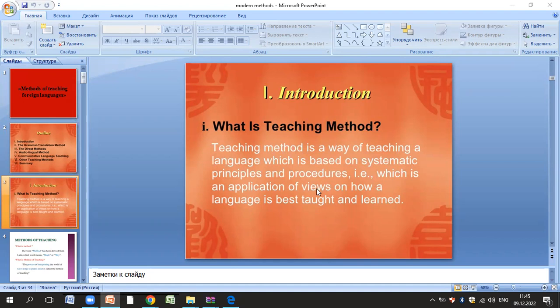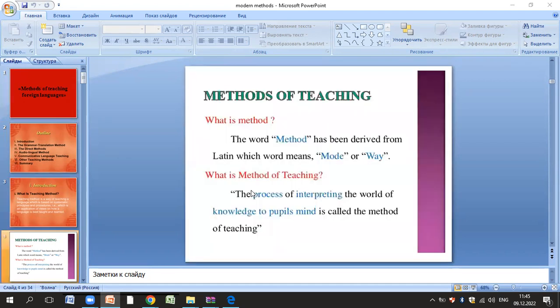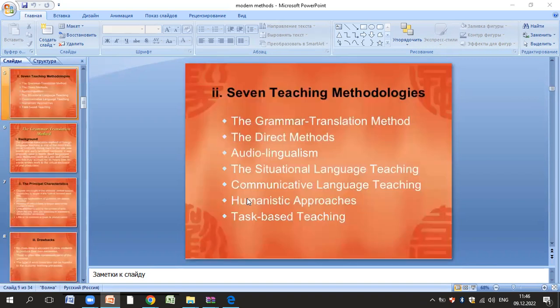A teaching method is a way of teaching a language which is based on systematic principles and procedures, an application of theory on how a language is best taught and learned. Method of teaching: what is a method? The word method is derived from Latin, where it means mode or way. The process of interpreting the world of knowledge to people's minds is called the method of teaching.